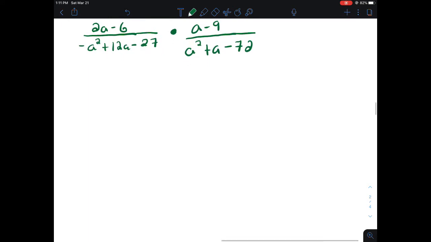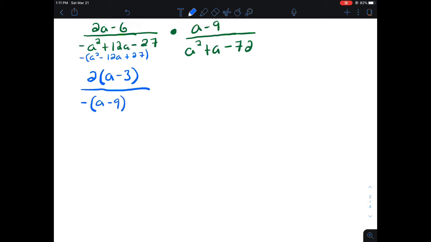I want to, before I jump in and multiplying everything out, I want to see if I can't reduce this. So I'm going to factor, pull out the GCF of 2 in the numerator on the left. So it'll be 2 times a minus 3 over top of, now I got to factor this denominator. And so people struggle with that leading term being negative. So if I pulled the negative out, it would be negative 1 times a squared minus 12a plus 27. And so that would factor to negative 1 times a minus 9 times a minus 3.